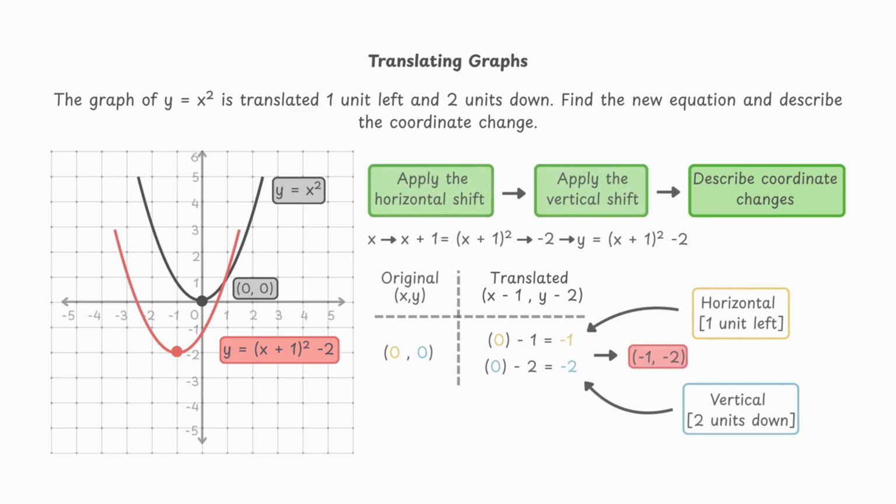Let's summarize clearly. Horizontal shift, 1 unit left. Vertical shift, 2 units down. New equation, y equals (x plus 1) squared minus 2. New key point, (negative 1, negative 2). Take a moment to connect each step with the graph. The shape stays the same, but the position changes exactly as described.